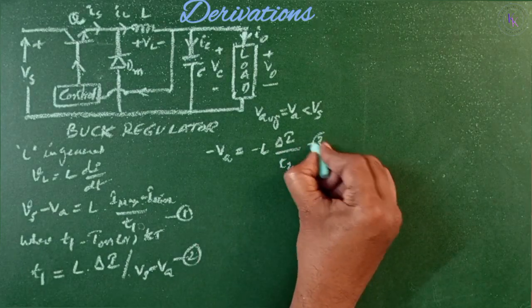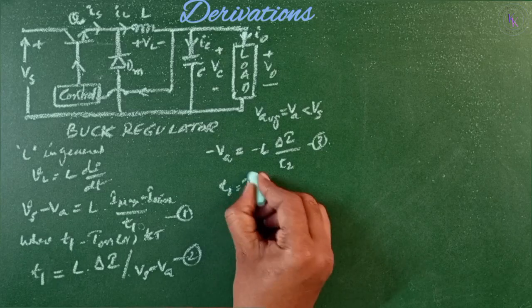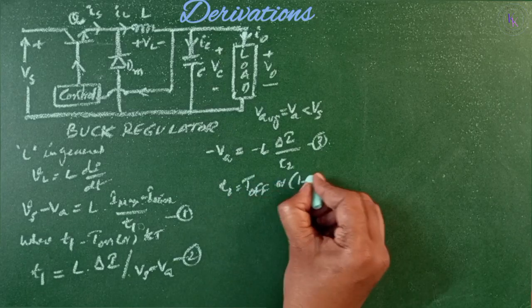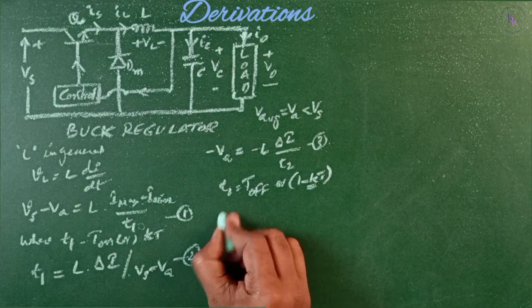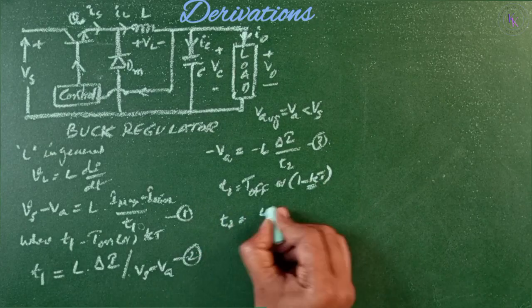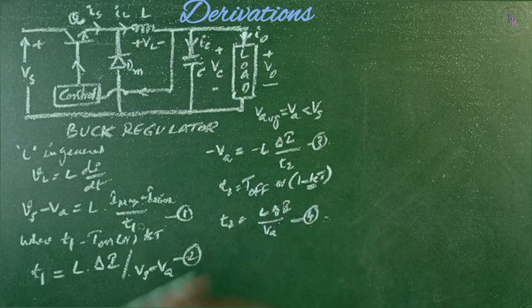Let this be equation number 3. Then from which T2, which equals T of (1 minus K), where K is the duty cycle, is given by T2 equals L delta I divided by V. Let this be equation number 4.